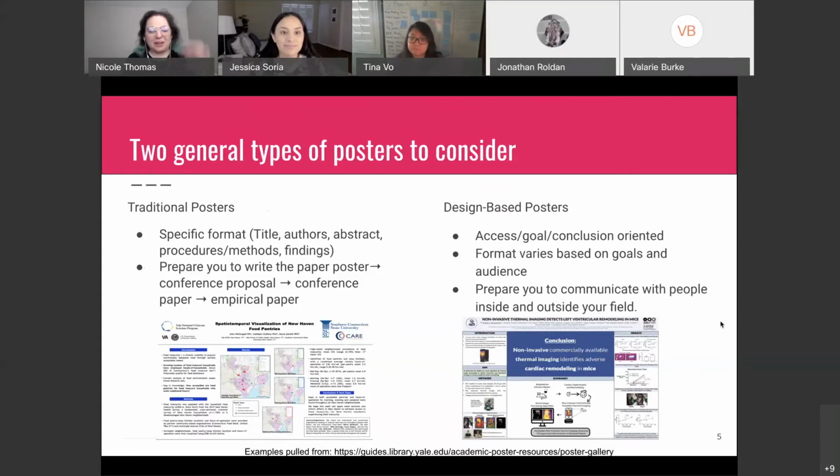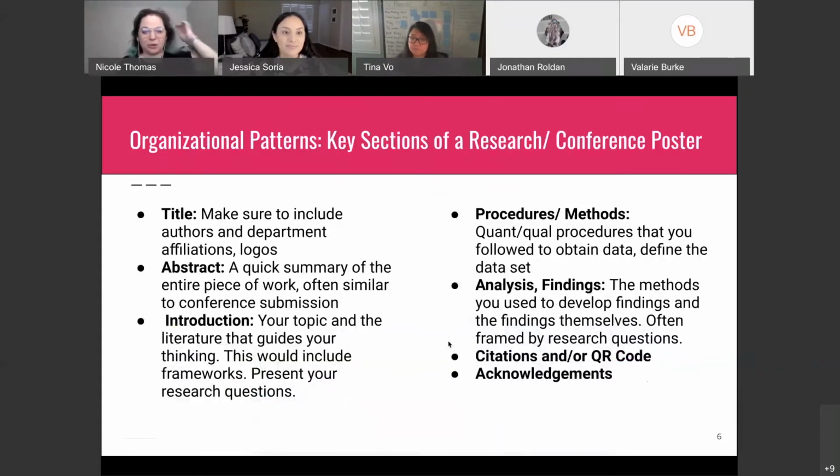Okay, so now we get to the organizational patterns of your poster. These are the key sections that, no matter the format you choose, you should be including on your poster. Similar to a research proposal or a research paper, you're going to have these different components. So, title: 100% always include a title on your poster.